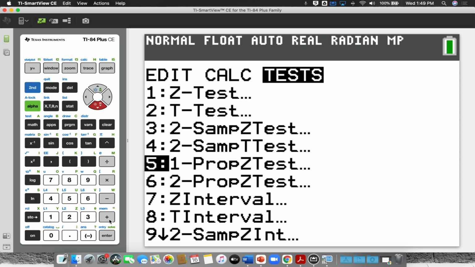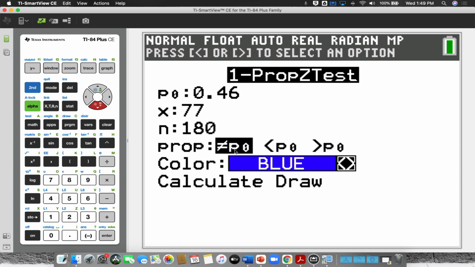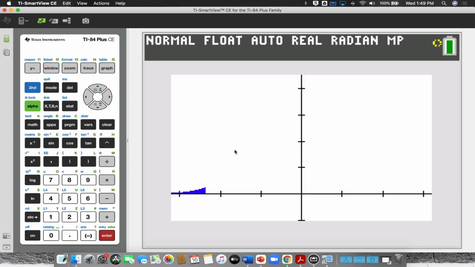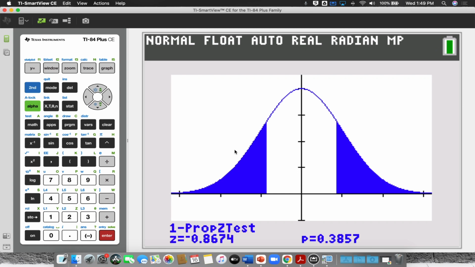Same test, same nothing, same everything. Nothing has changed. Only one part's going to change. Okay, so our claim is 0.46. The numerator for p hat is 77. The denominator is 180. That's n. We're going to select this guy right here, the not equal to. Okay. I'm going to hit draw just to show you that it's the same picture. See, it's the same picture that we have on our paper.